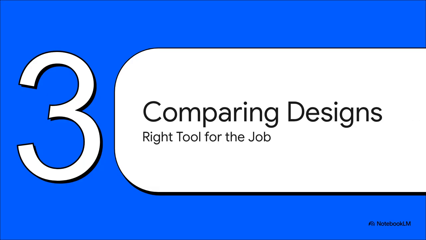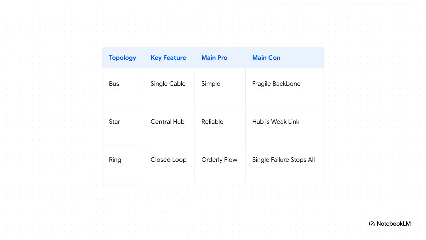Okay, so we have our physical blueprints, the topologies, and we have our digital address book, the whole DNS and IP system. Let's put them side by side now and see why you'd pick one design over another. It's all about choosing the right tool for the job. When you lay out our network blueprints like this, the trade-offs really pop. The bus? Super simple, but also super fragile. Star is way more reliable, but that central hub is its Achilles heel. And the ring keeps things orderly, but just one break in the chain and the whole thing is down. See? Every design is a solution for a specific problem.